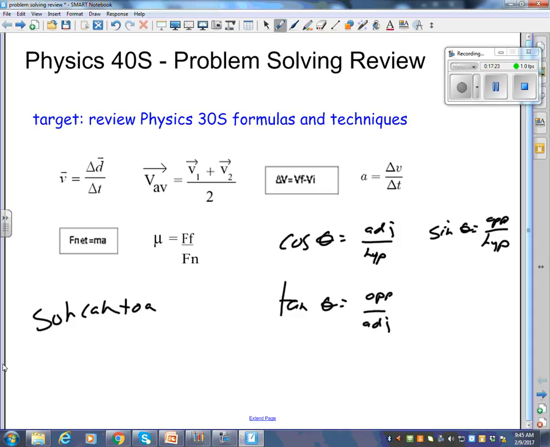SOHCAHTOA. Sine opposite hypotenuse, cosine adjacent hypotenuse, tangent opposite adjacent. Okay, which tells us that FAX is equal to FA cos theta. So that's one you might want to have from grade 11 too. And the corresponding one for that, FAY, would then be FA sine. It'll all start coming back to you, don't worry.